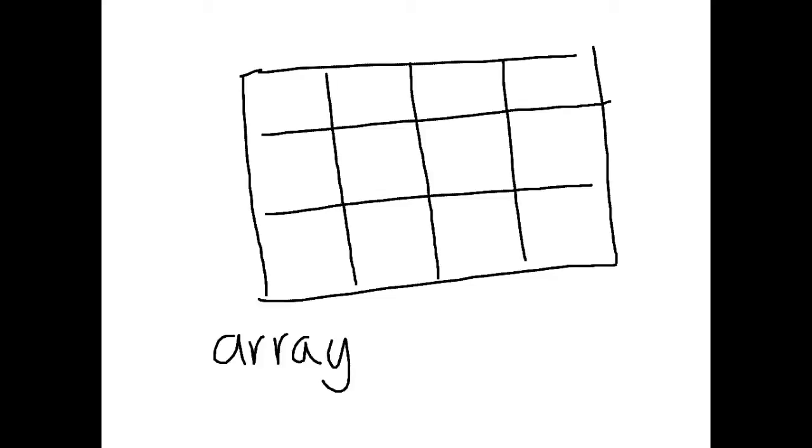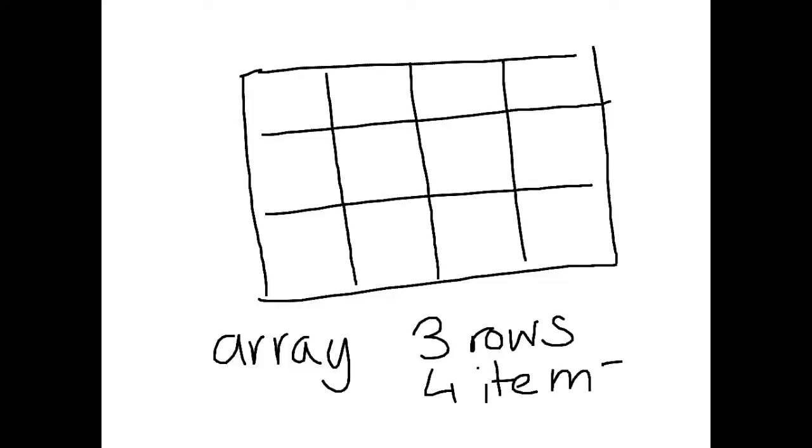So let's say, for example, we've got three arrays and each array has four items. So this is an array with three rows with four items each. Okay, now let's have a look to make it make more sense. Let's have a look at a little scenario where something like that could be used.